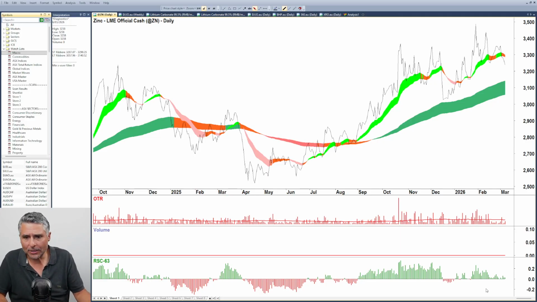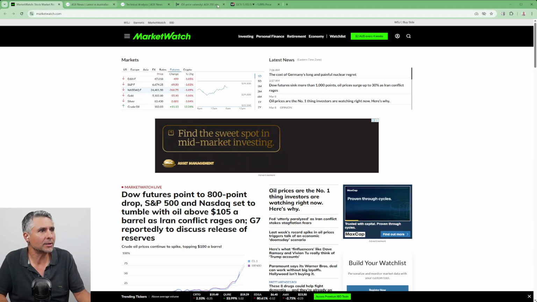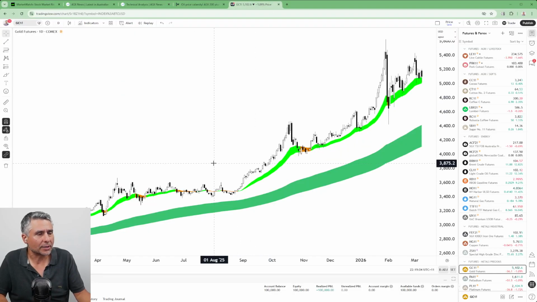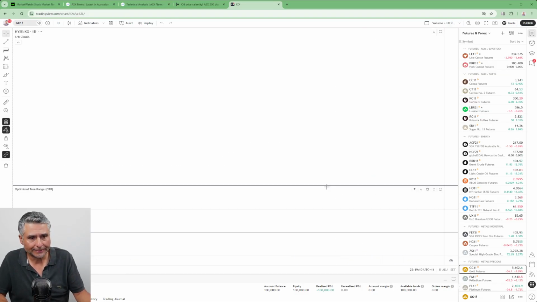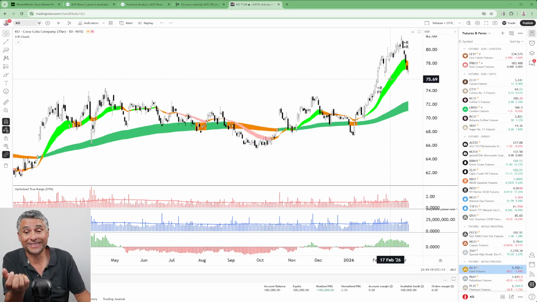Let us head over to the TradingView screen and finish our whip around the grounds. I showed you the futures over there. Let's go over here and we'll start with gold. And I might go to this template with our various indicators on them. Oh, plus, that's Coca-Cola. Okay, well, there you go. So that's an example of a defensive stock.